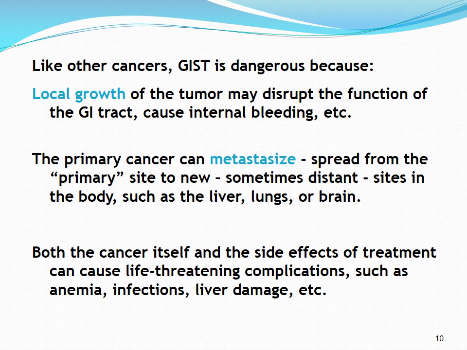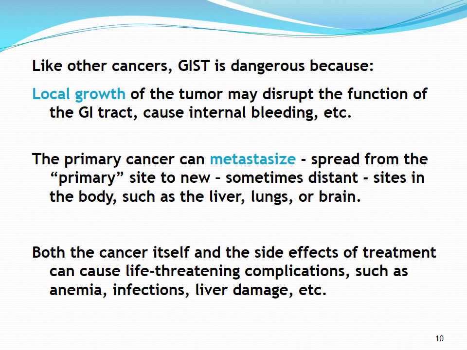A GIST is a cancer, and like all cancers, GIST is a dangerous disease. Why? Well, there are many reasons. First of all, the local growth of the tumor growing in the original site, such as the stomach or the colon, can cause problems. It can squeeze on other organs. It can disrupt the function of the GI tract. It can bleed. These are all serious issues.